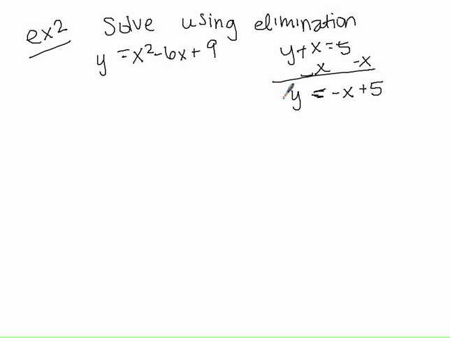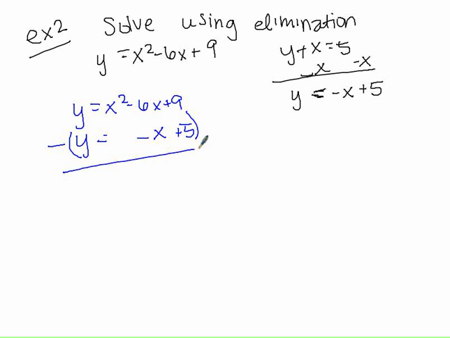What I can do now if I want to eliminate is I'm going to put these right on top of each other. So I'll use a different color to kind of show you that. So y is equal to x squared minus 6x plus 9. Y equals negative x plus 5. And so what I'm going to do to get rid of one of my variables, in this case I can see that I can eliminate the y's, is I'm going to subtract the whole equation from the top one.